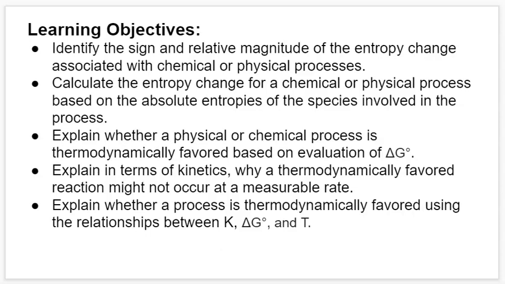So our learning objectives here are to identify the sign and relative magnitude of the entropy change associated with a chemical or physical process, to calculate the entropy change for a chemical or physical process based on the absolute entropies of the species involved in the process, to explain whether a physical or chemical process is thermodynamically favored based on an evaluation of delta G, to explain in terms of kinetics why a thermodynamically favored reaction might not occur at a measurable rate, and then to explain whether a process is thermodynamically favored using the relationships between K, the equilibrium constant, delta G, and the temperature.